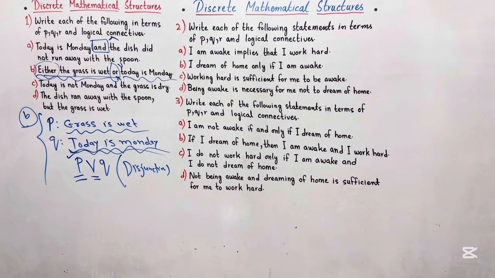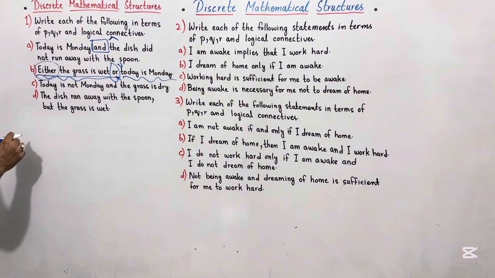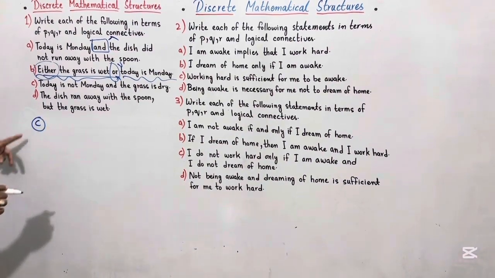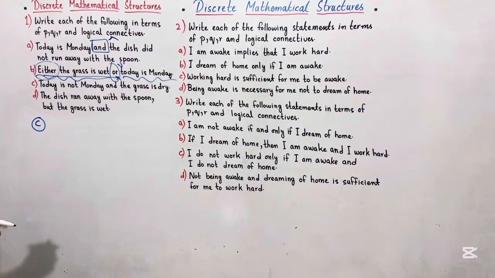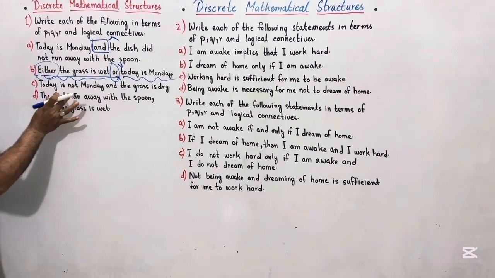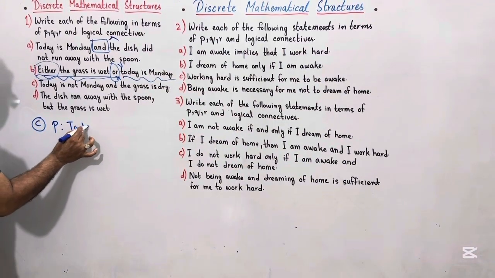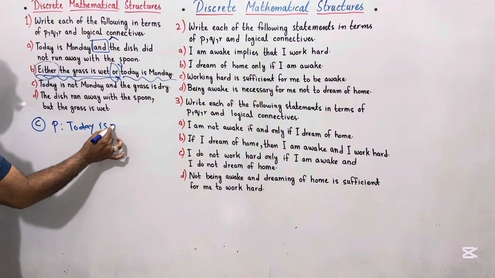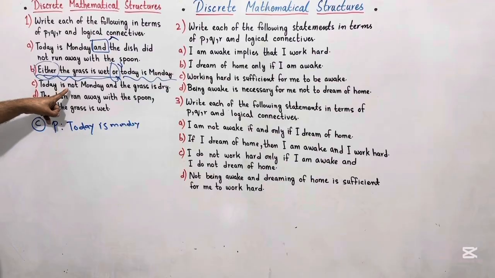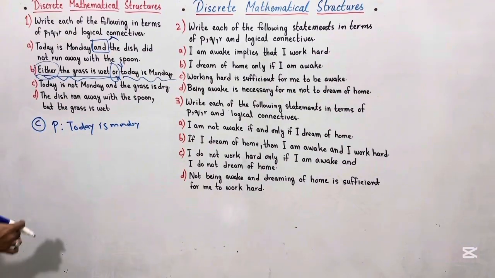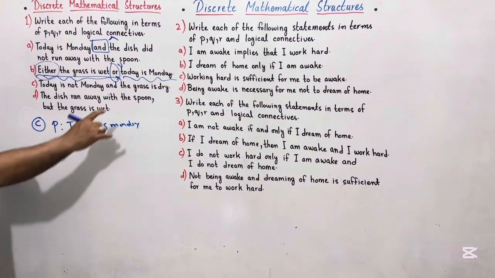Moving towards part number C. Part number C is today is not Monday and the grass is dry. Let us assume these propositions as values. We are taking P as today is Monday. Customarily, we are ignoring negation; we are ignoring not and taking the proposition as positive. Today is Monday, and the grass is dry.